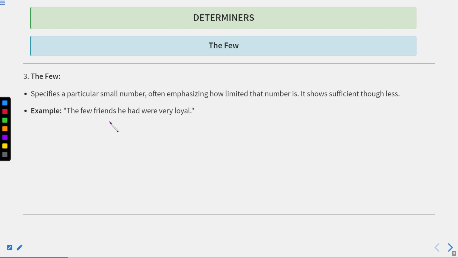When we use a few, it means though we have less, it is sufficient, as we saw in the case of the 10 rupee note for the newspaper, which was again 10 rupees. Okay, the few friends he had were very loyal. It means though he has a small number of friends, whoever is his friend is very loyal.